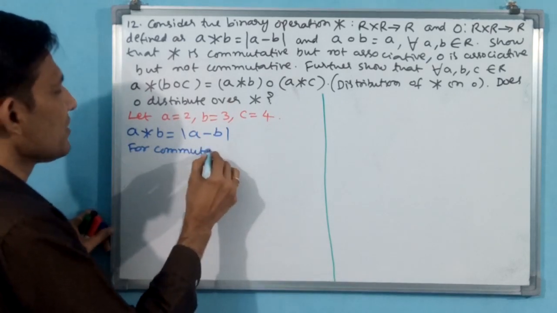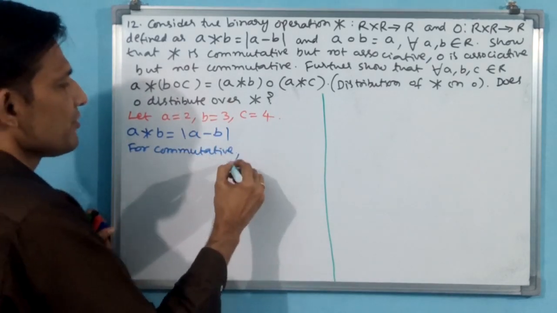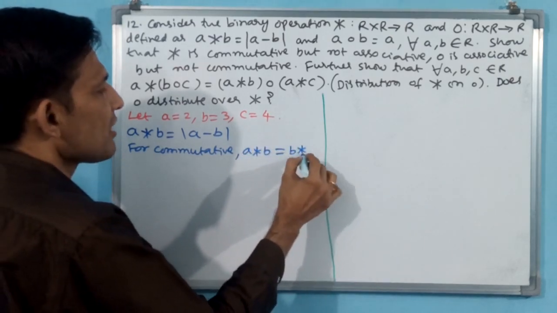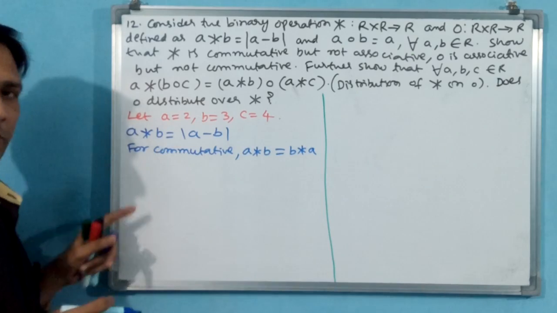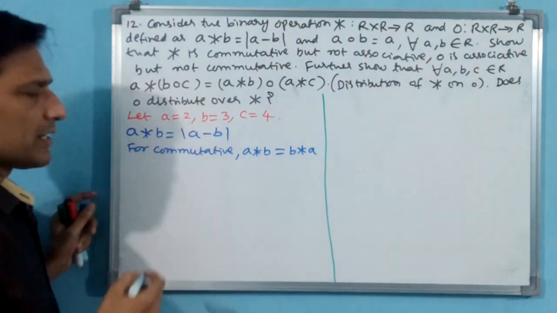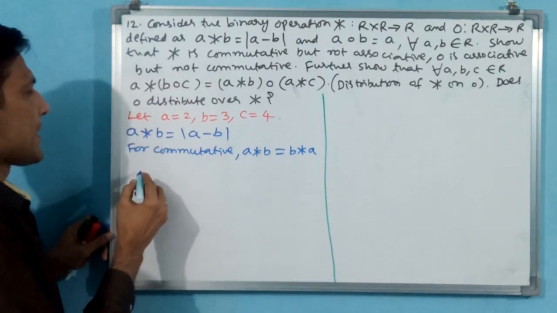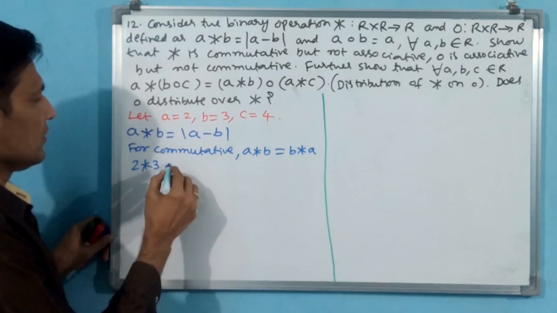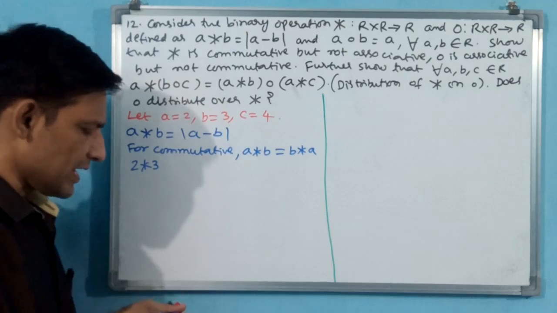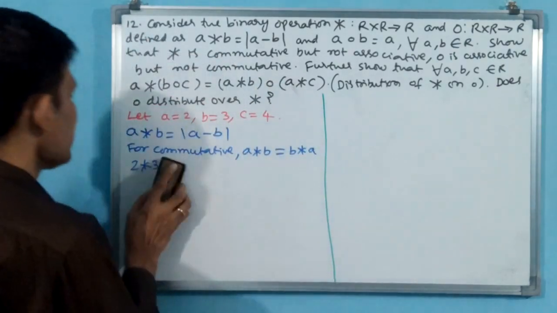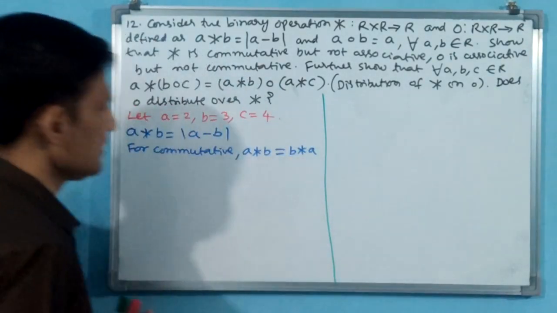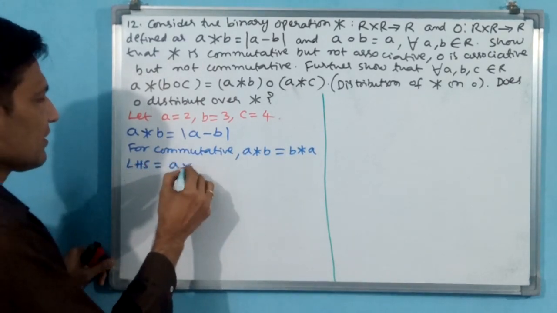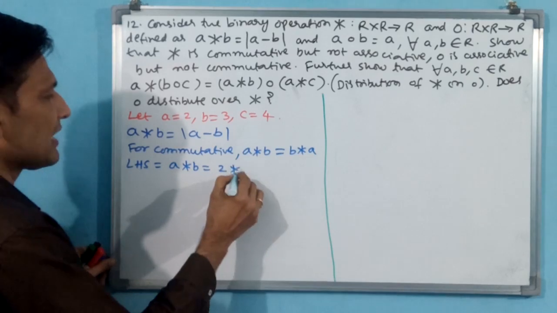Why? Because first he asked to show that star is commutative. For commutative, A star B should equal B star A. This we know. Okay. Now A star B means what? 2 star 3, or else you take LHS. You write LHS. Why? Because A star B is equal to B star A. First you take LHS is equal to A star B. That is equal to 2 star 3.